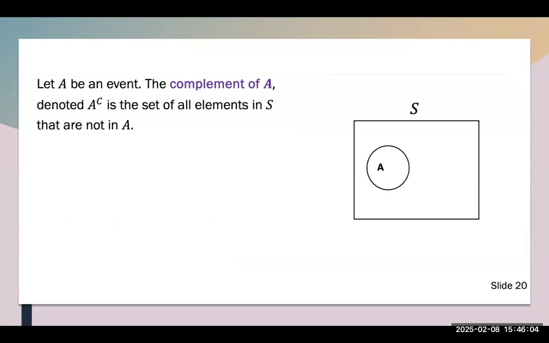Now let's talk about the complement of an event. Let's say we have an event A. The complement of that event is the set of all elements in the sample space that are not in A.